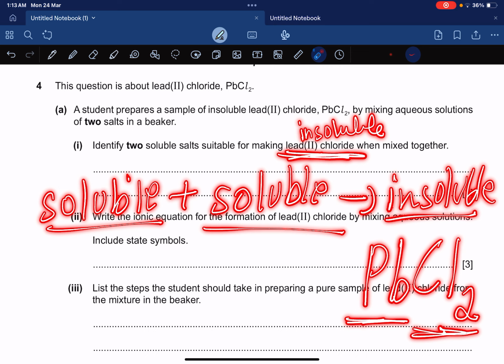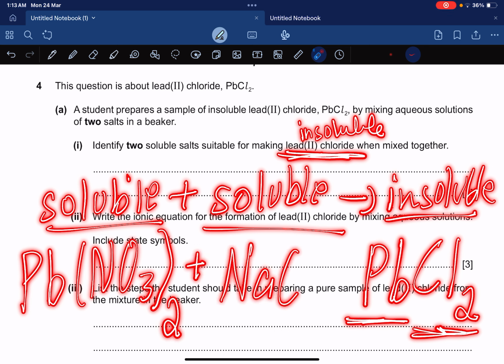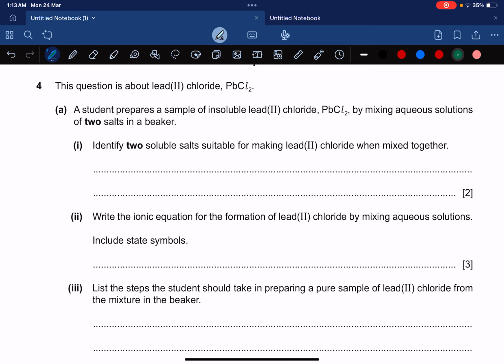I know all nitrates are soluble, so I can take lead nitrate, which is going to be soluble, and I can take sodium chloride, NaCl, which is going to be soluble. Both are soluble, sodium chloride and lead nitrate, to form my insoluble PbCl2. So the 2 salts I am going to take are sodium chloride and lead nitrate.